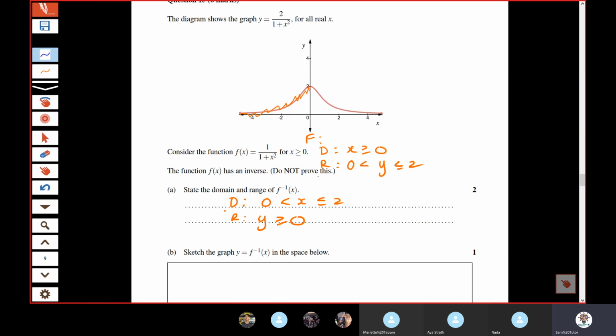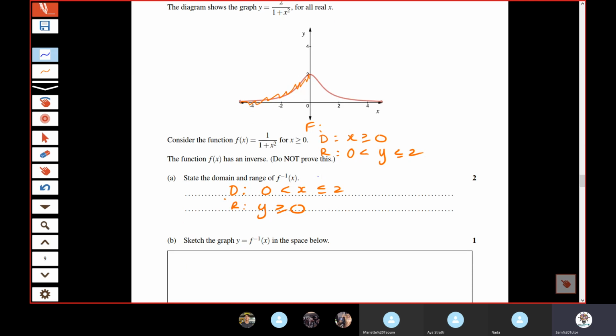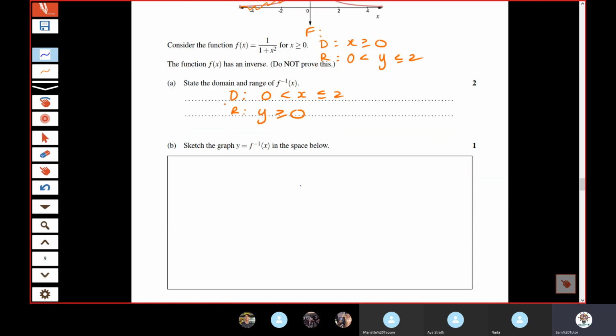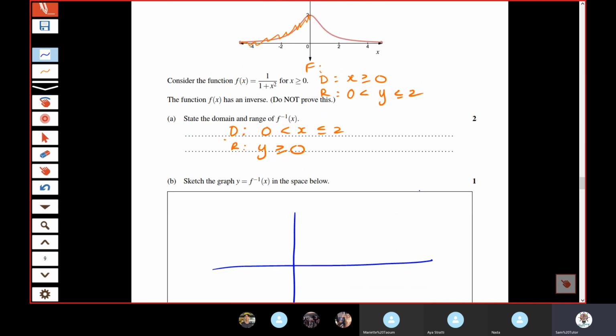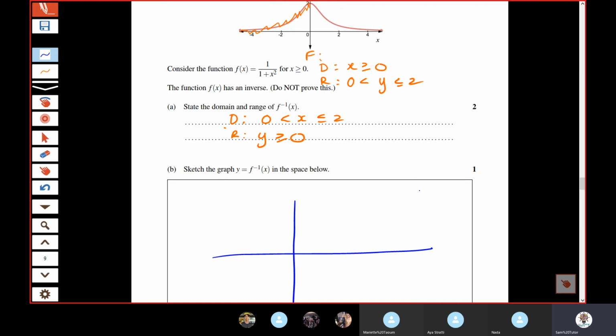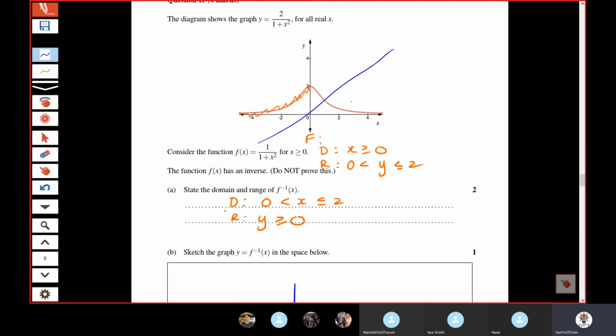Any questions? Sketch the graph of the inverse of f(x) in the space below. Okay, it's got to be between 0 and 2, and y is greater than 0, so let me just picture it. I'm going to flip this, it's going to look like this.